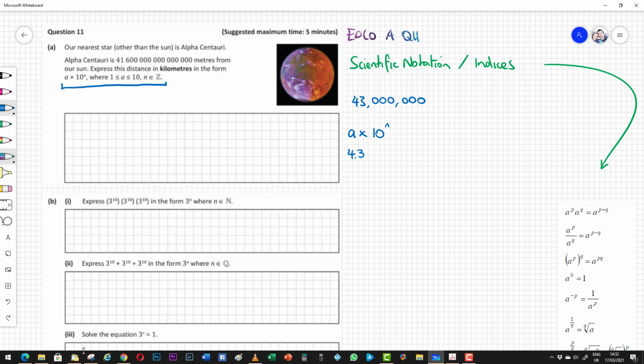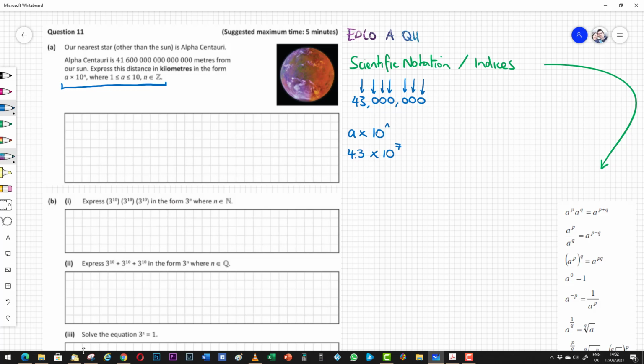And then we are going to say times 10 to the power of n, where n is the number of digits after the first digit. So if we count them, we have 1, 2, 3, 4, 5, 6, 7. So there's 7 digits after the first digit, and that's scientific notation. Sometimes they'll ask you to write scientific notation to a certain amount of decimals or a certain amount of significant figures. In this example here, we've just written it exactly as the answer should be.